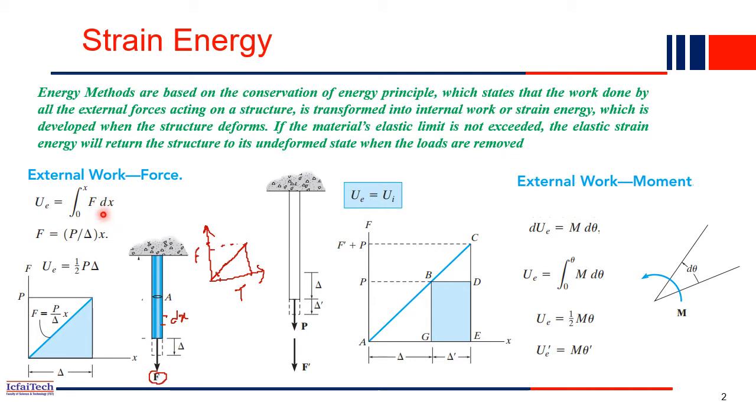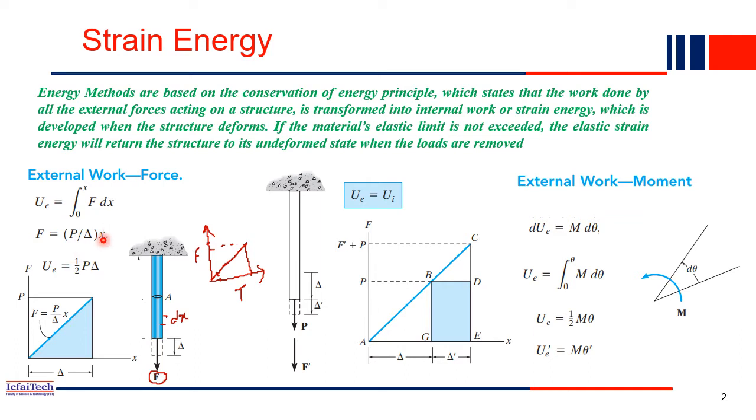Again we know F is nothing but the entire force, right? Now F is the total force applied after the total time duration t, when the total force is P. So F can be written as P by delta into x, right? P is the instantaneous force and delta is the total deflection happened. So now if you substitute F in this equation and take the integration 0 to x, what will you get? You will get this expression.